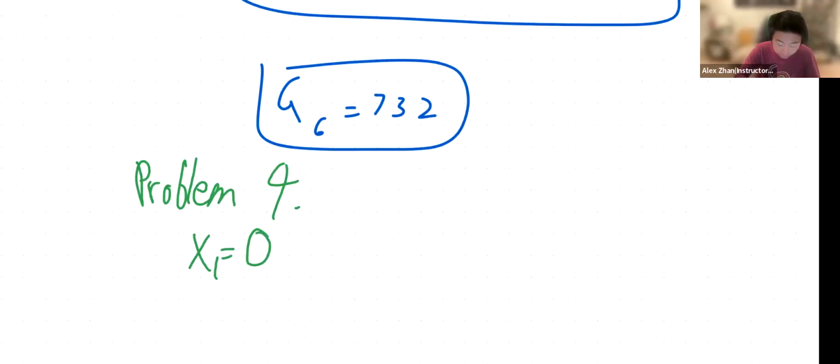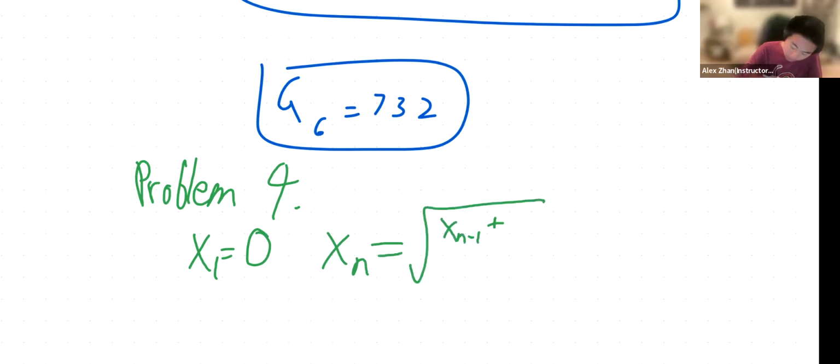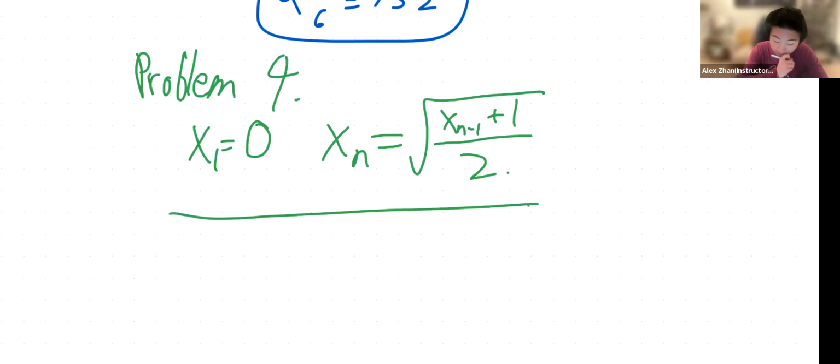x1 equals 0, and xn is equal to the square root of (x_{n-1} plus 1) over 2. So this isn't exactly your normal recurrence. You'll actually need to find some interesting way to solve it. Okay. Does anyone have any ideas for what the general term of xn will look like?